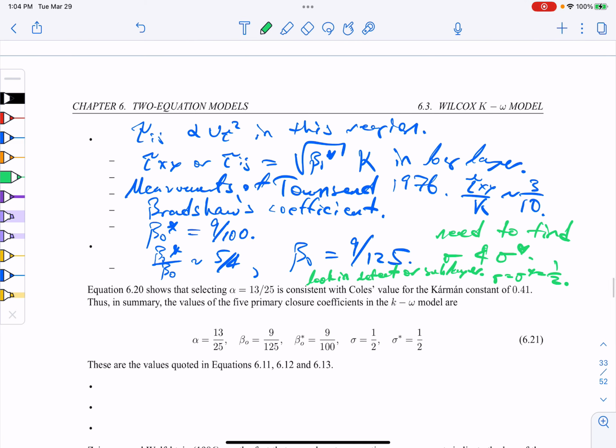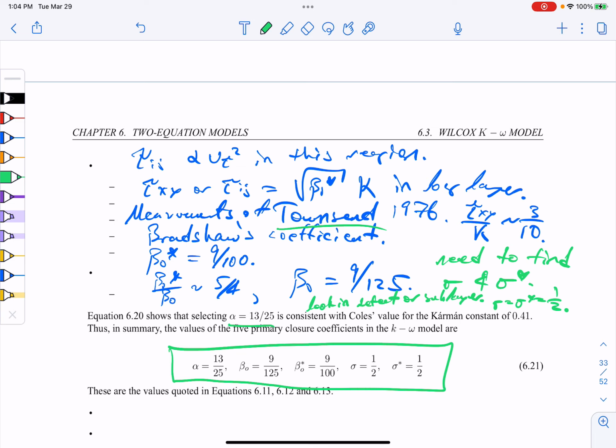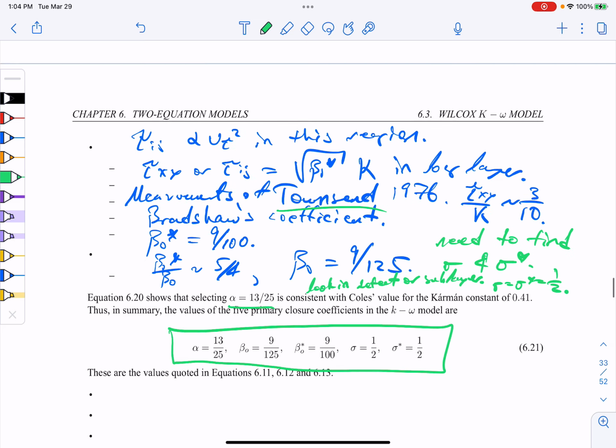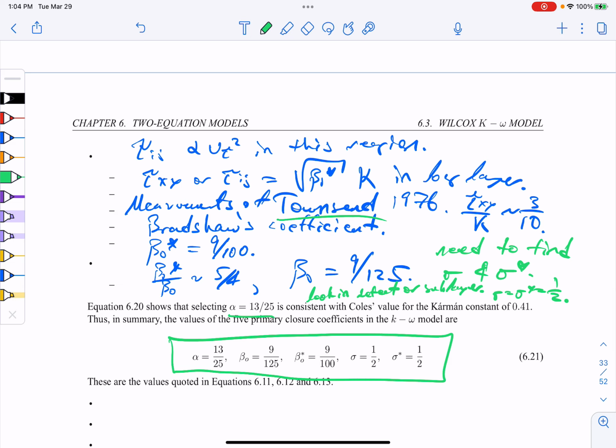And so then, based on this simple analysis for the boundary layer and homogeneous, decaying, isotropic turbulence, you'll have this set of closure coefficients. So we found our 5 main closure coefficients really with theory and very basic experiment of Townsend using Bradshaw's coefficient. And those are the ones we presented when we presented the standard Wilcox model.